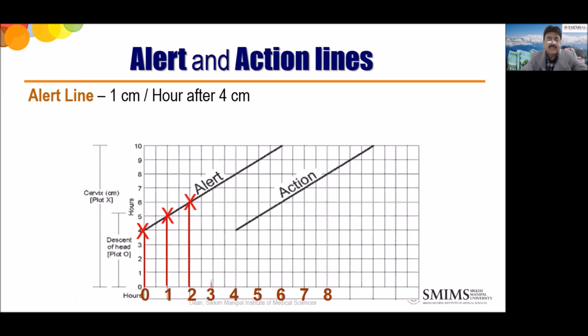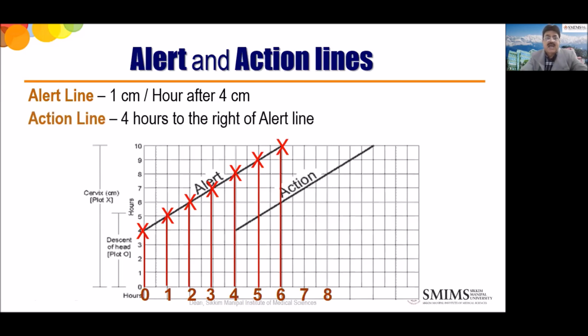After 2 hours, it is 6. After 3, it is 7. After 4, it is 8. After 5 hours, it is 9. And after 6 hours, it is 10. So it is 1 centimeter per hour after 4 centimeters. And the action line is drawn just 4 hours to the right of alert line.